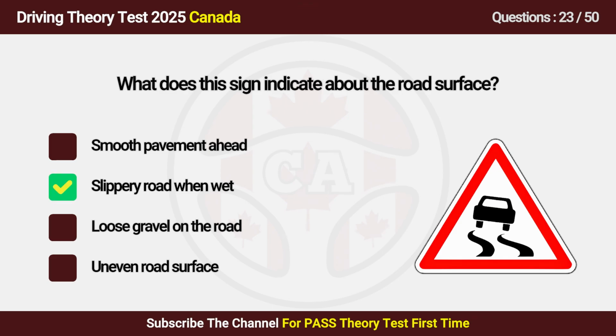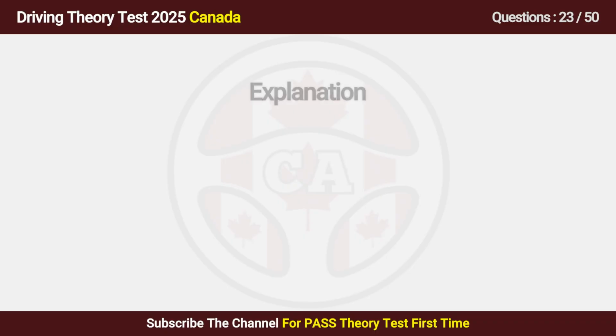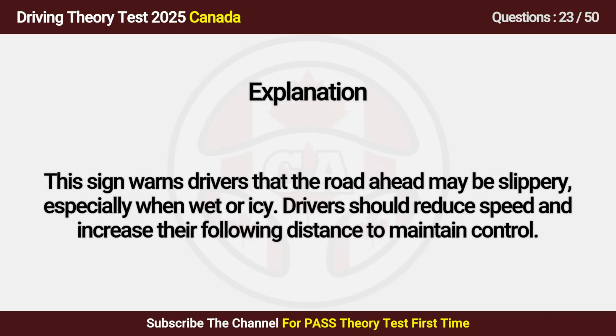Answer is B. Slippery road when wet. This sign warns drivers that the road ahead may be slippery, especially when wet or icy. Drivers should reduce speed and increase their following distance to maintain control.